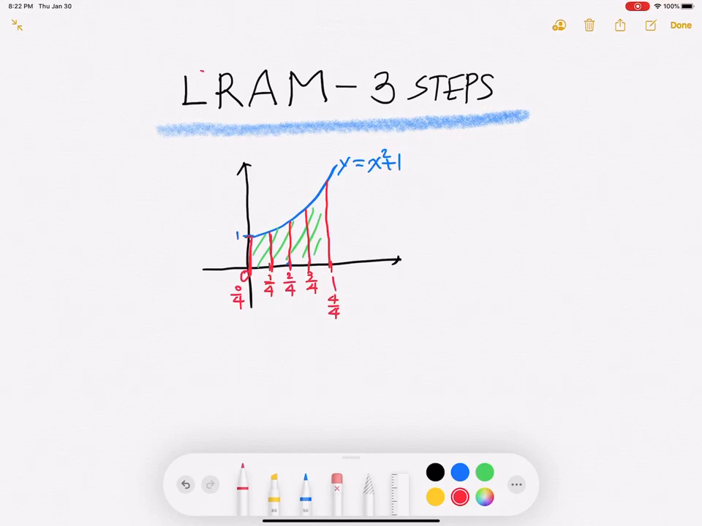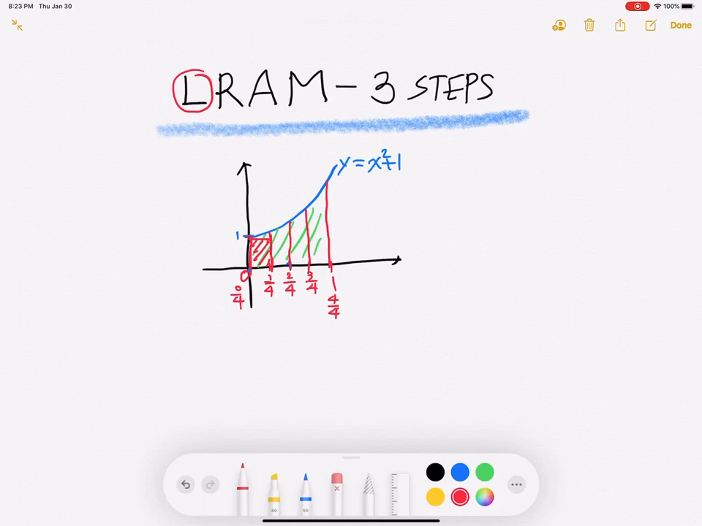L means left, R means rectangular, A means approximation method. So we use the left endpoint of each subinterval. What is the left endpoint for the first subinterval, 0 to 1/4? 0 is on the left, right? So we use the left side, which on the graph is the point (0, 1). And then at that left point on the graph, we make a rectangle, something that looks like this.